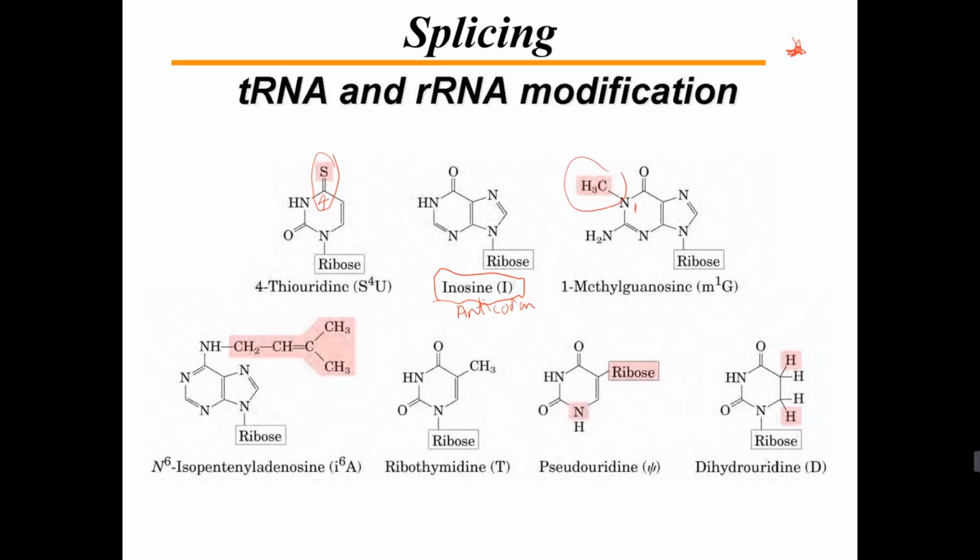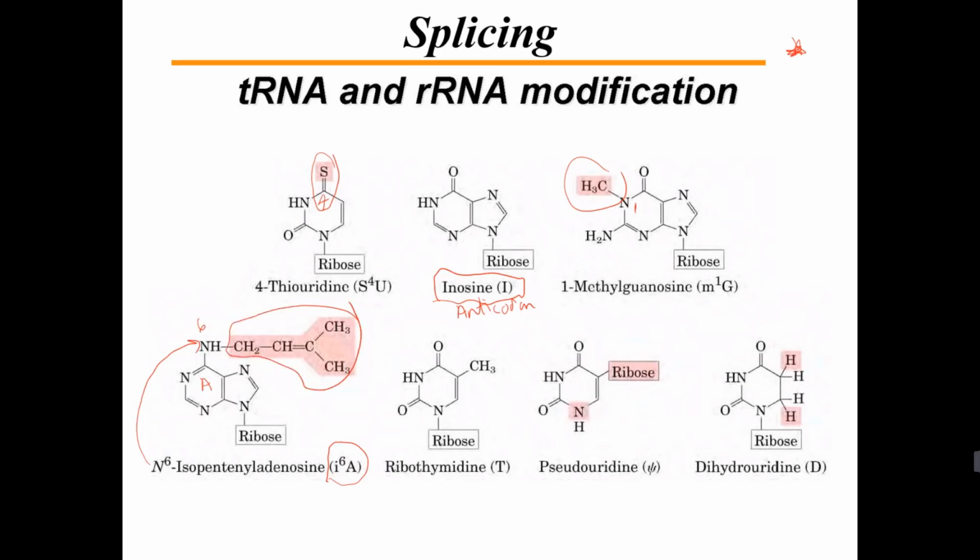We have another interesting base modification, N6-isopentyladenosine, sometimes referred to as I6A, and the N here actually refers to the isopentyl group, which is depicted in red on that nitrogen, position number 6, and then we have it on the base adenosine.